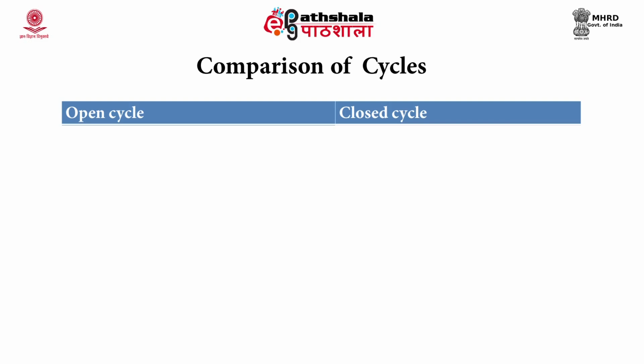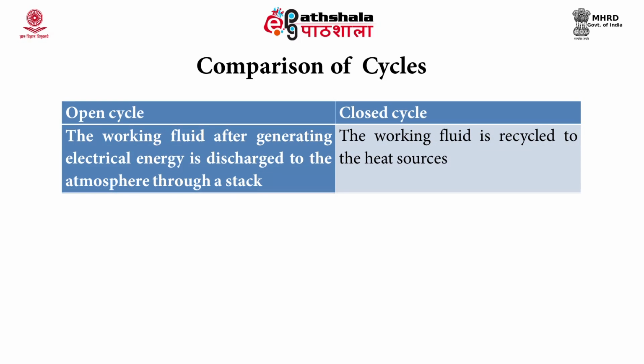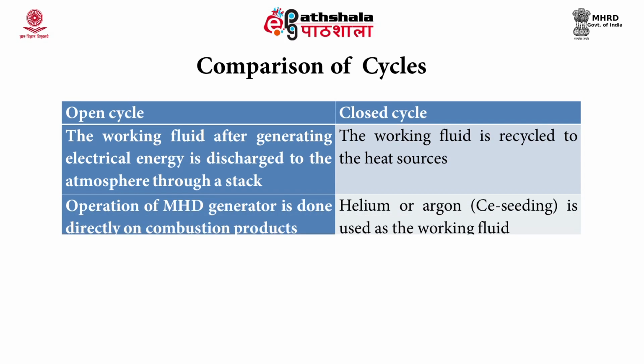So in comparison, you can see that the working fluid after generating electrical energy is discharged to the atmosphere through a stack in the open cycle system, while in the closed cycle system, the working fluid is recycled to heat the sources. And the operation of the MHD generator is done directly on combustion products in the open cycle system, while helium or argon, that is with cesium seeding, is used as the working fluid in the closed cycle system.